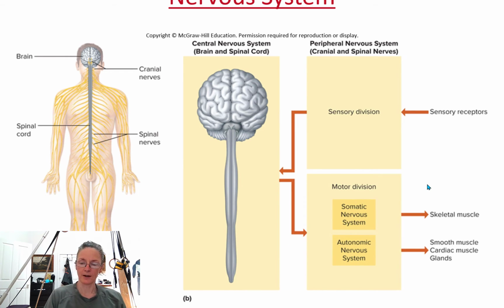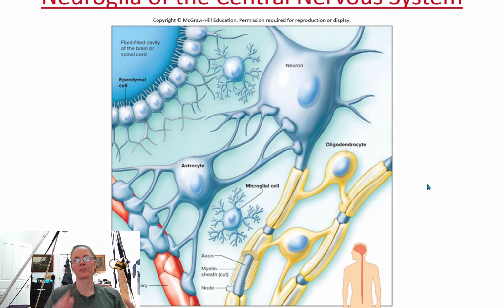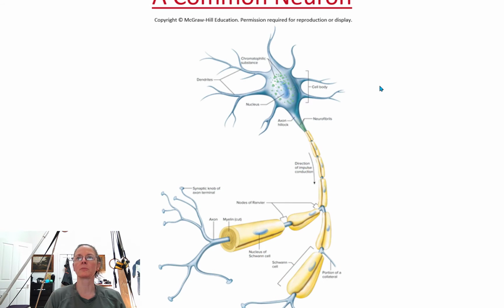All right, now let's look at some cells within the central nervous system. So we have several types of neuroglia. So we've got neuroglia being the supporting cells. Now, one of the things we talked about a little bit earlier, and I'll go forward a little bit here. Here is our neuron cell body. Here we have our chromatophilic substance here that gives it its color. And neurons, if you look at neuron cell bodies and dendrites, they look gray. And hence we call them gray matter.